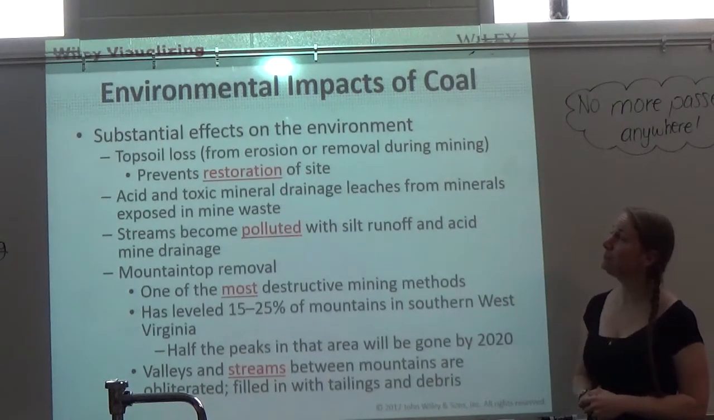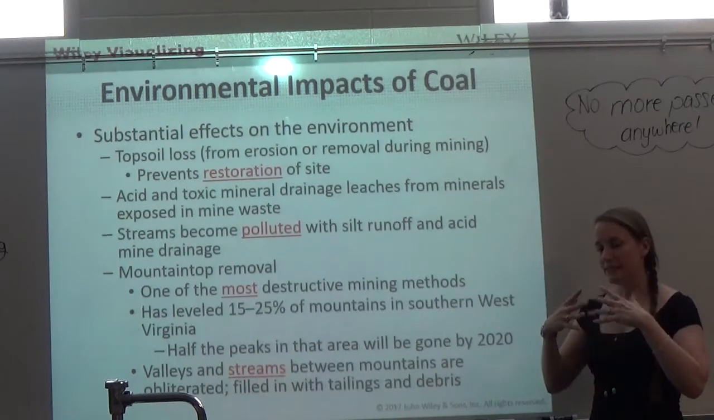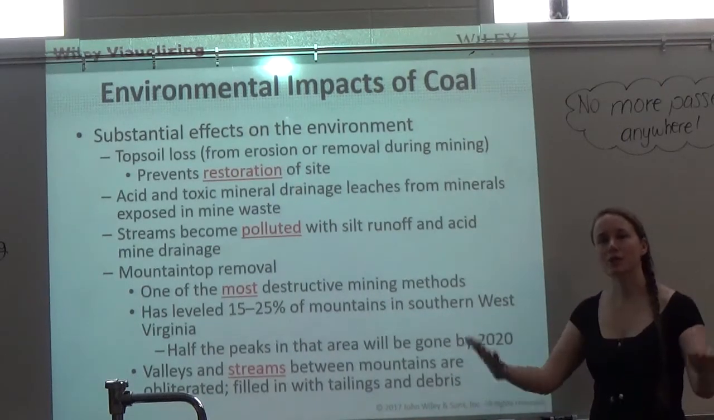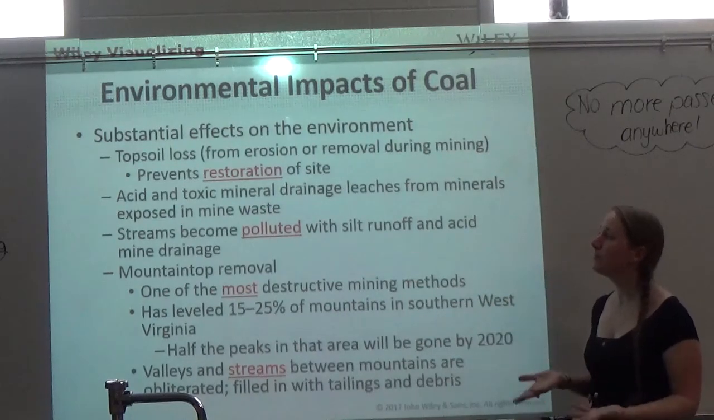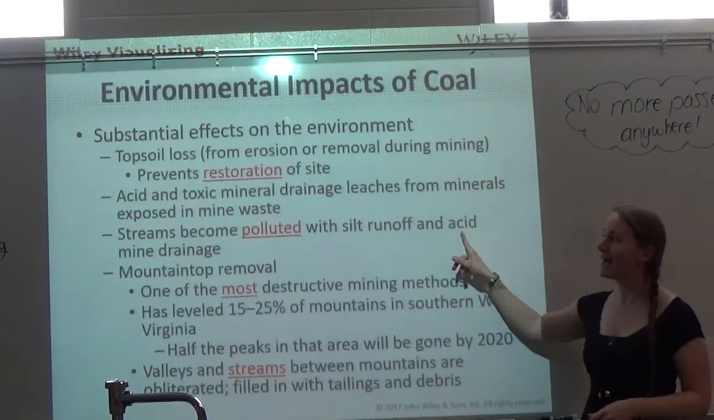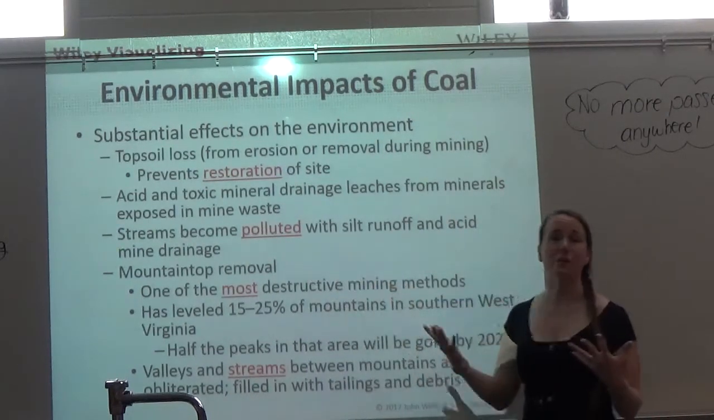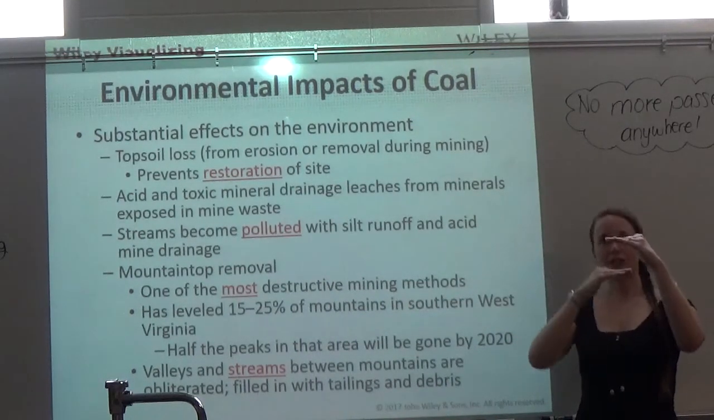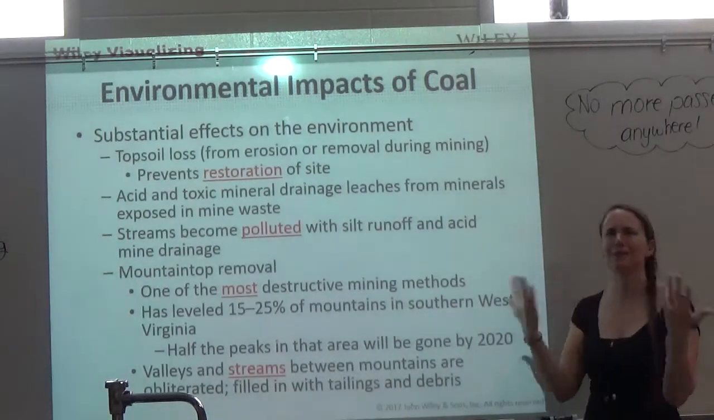Acid and toxic mineral drainage leaches from minerals exposed to mine waste. So there's a lot of this acid and drainage that happens in the mines, and of course that goes into water sources, goes into the rivers, and eventually goes into the oceans. So streams become polluted with silt runoff and what's called acid mine drainage. That's kind of what I was just talking about. Sometimes they do mountaintop removal, where they go to the top of the mountain, they get all the coal out, then they cut lower, get all the coal out, and then they cut lower, and so they're slowly removing the mountain.